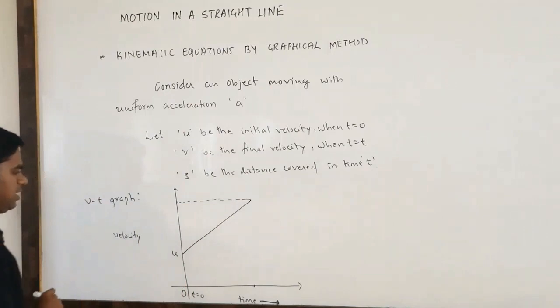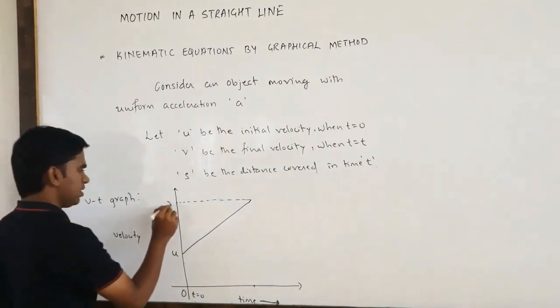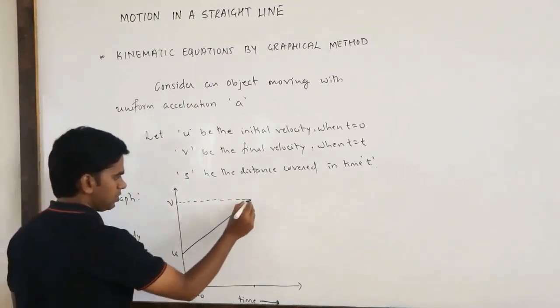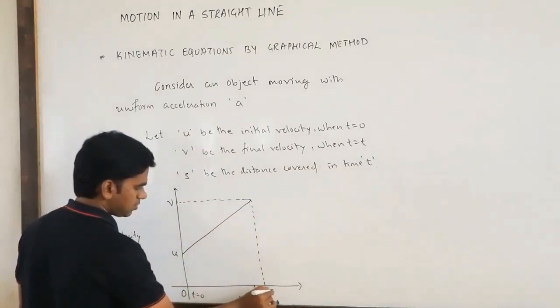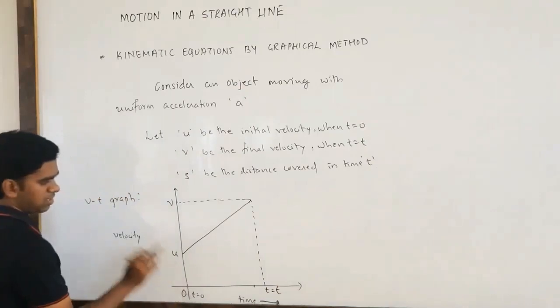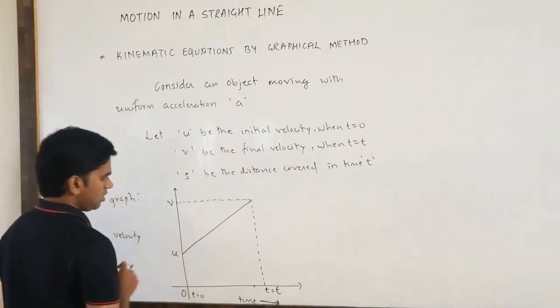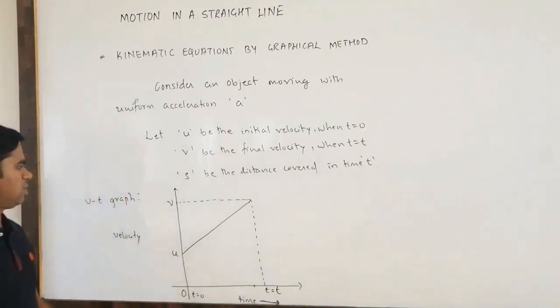So be careful about the graph. Everything is standing on graph only. So this is what t equals to t. This is what t equals to 0. Okay. So this is what graph we got.